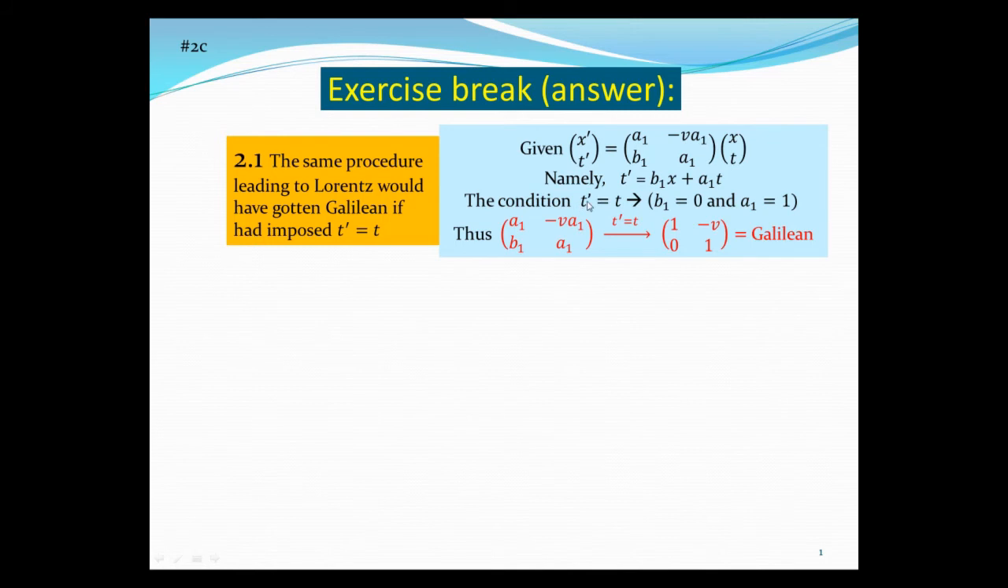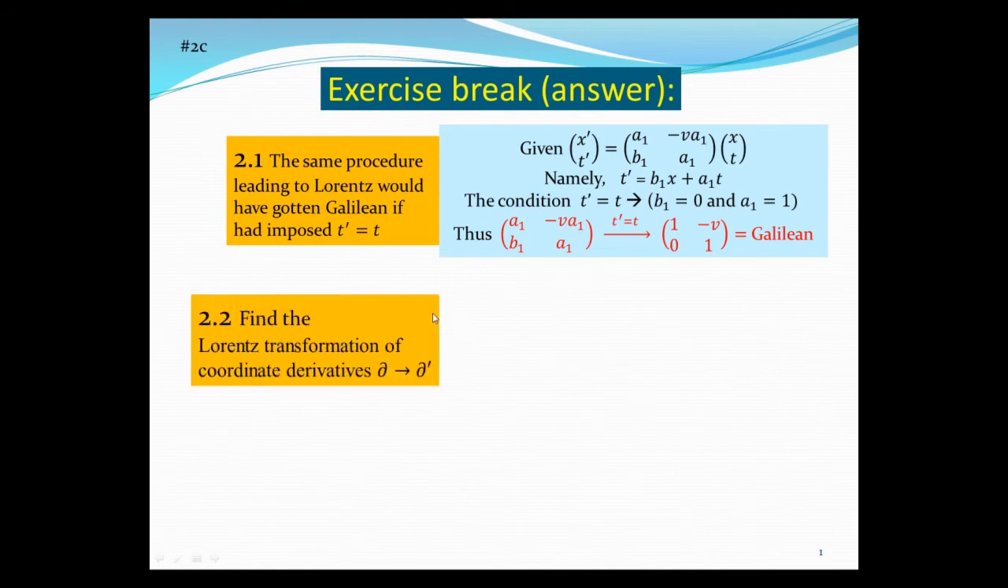So if we impose t prime equal to t, absolute time, of course that means there cannot be any position dependence, so b1 has to be 0 and a1 has to be 1. And then this transformation immediately reduces to the Galilei transformation. Okay.